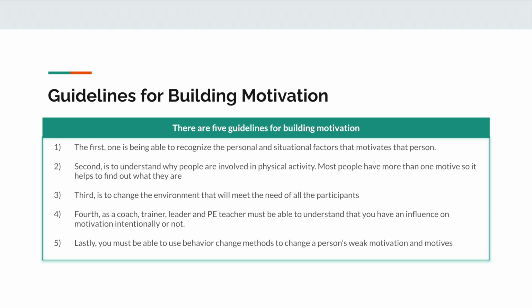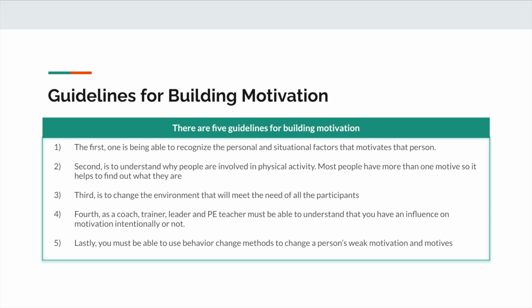Third is being able to change your approach if you need to. Meaning if you have a group of athletes that you're coaching, you need to be able to motivate all of them and not just that single person. Fourth, as a coach, trainer, leader, or whatever you are, you need to understand that you have an influence on the people you're training, the kids you're training. Because if you go in having a bad day and you take that to your practice, your kids are not going to be motivated to win.